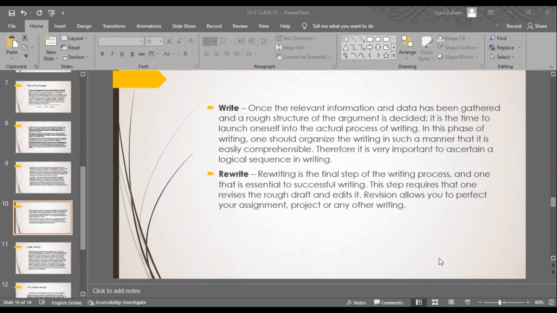And then finally, we have the rewriting stage. And the rewriting is the final step of the writing process, and one that is essential to successful writing. This step requires that one revises the rough draft and edits it. Revision allows you to perfect your assignment, project, or any other writing.